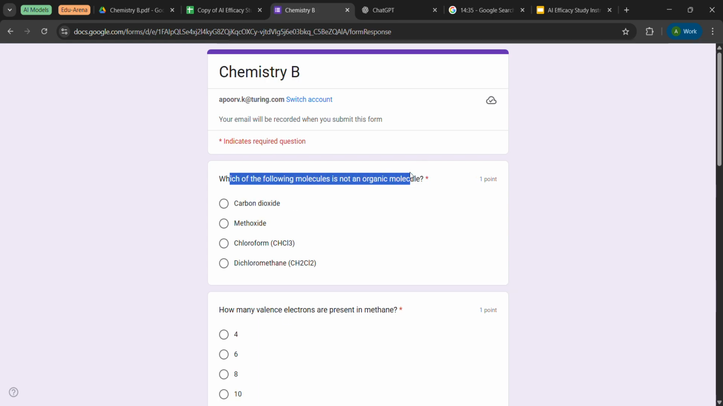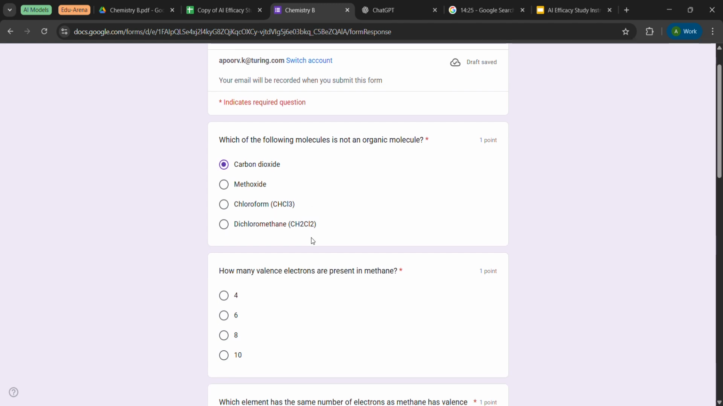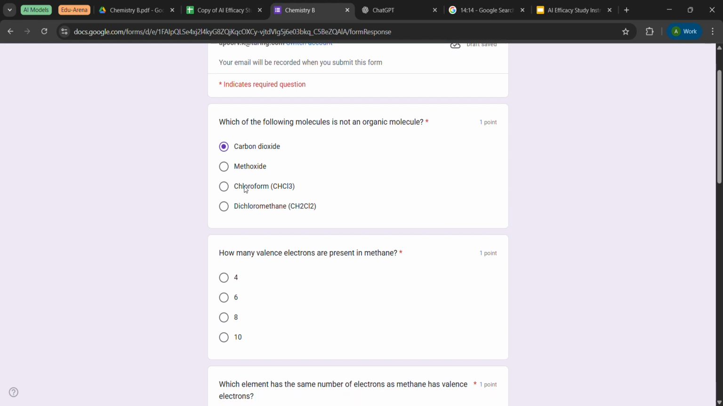Which of the following is not an organic molecule? I have no idea. Eeny, meeny, miny, mo. Let's just say carbon dioxide is not an organic molecule. I know organic molecules contain carbon. Methoxide, I don't know what the formula for methoxide is, so I'm just gonna make a guess.